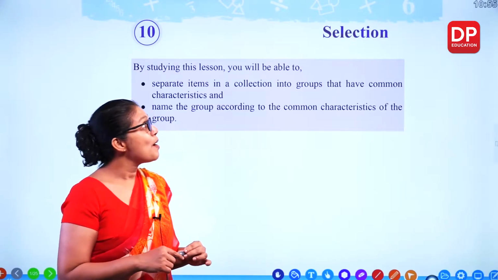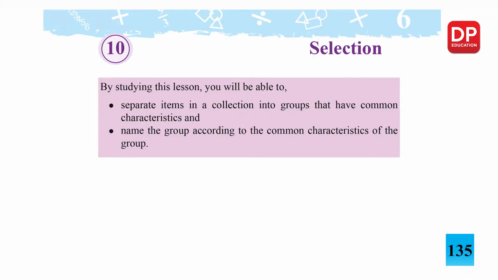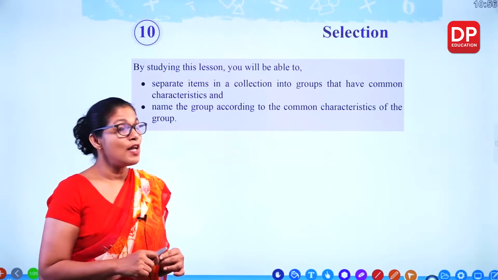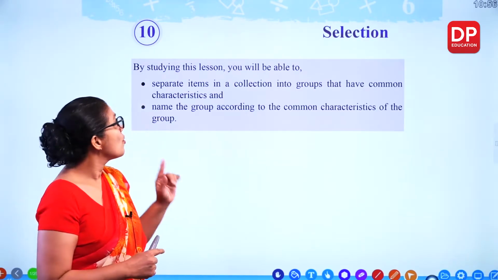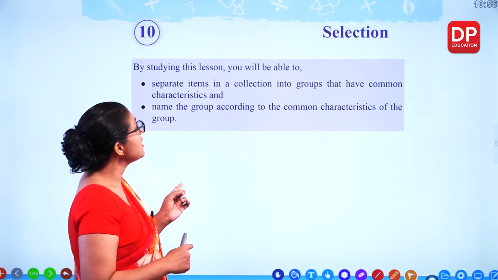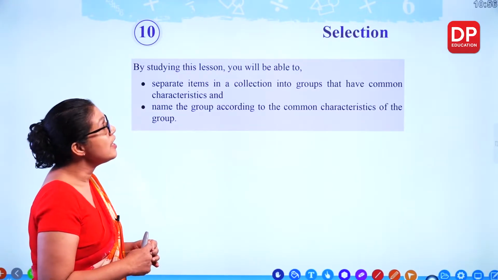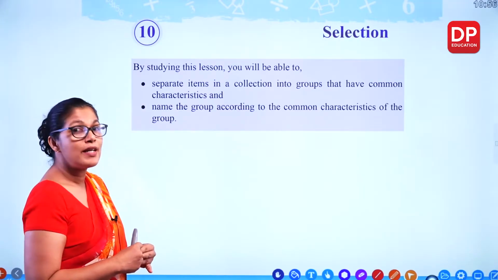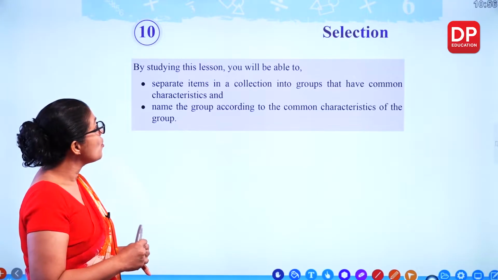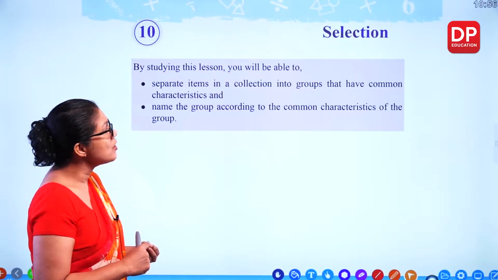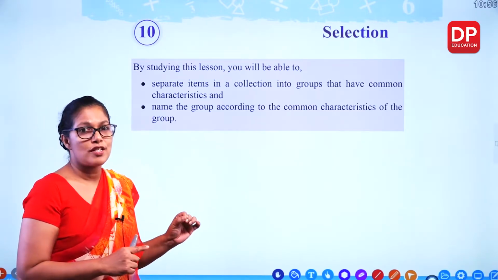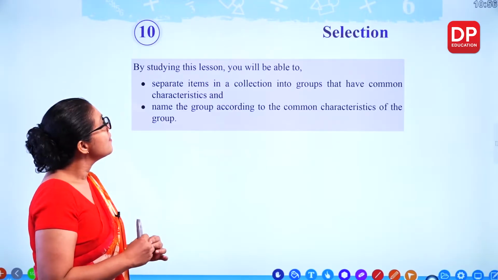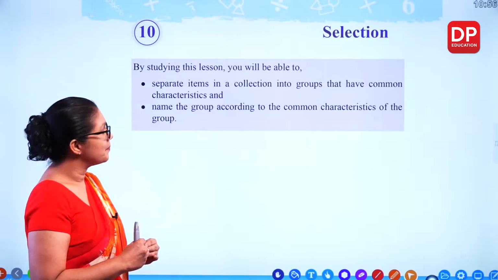Hello children, today I am here to teach you chapter 10 in your textbook. That's selection. This is an important lesson. We are doing the same thing with a different name in future. So in this lesson, we are trying to separate items in a collection into groups that have common characteristics. And also we are naming the group according to the common characteristics of the group. So this is selection, just grouping the collection of items.